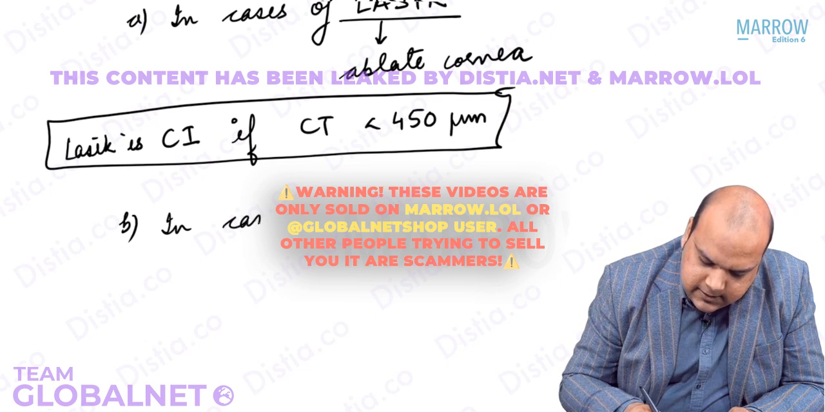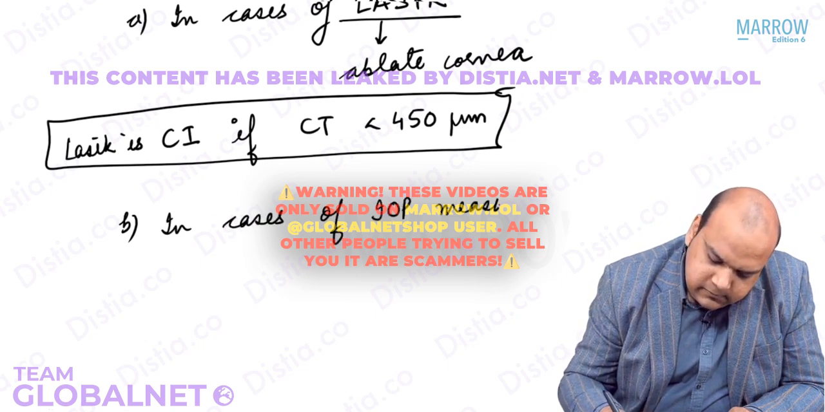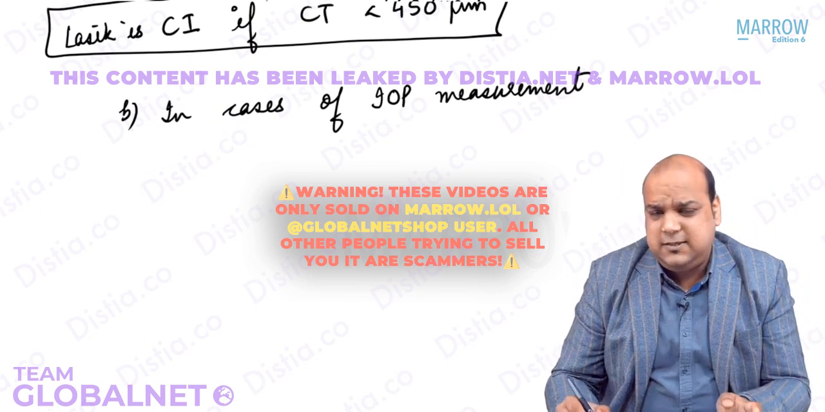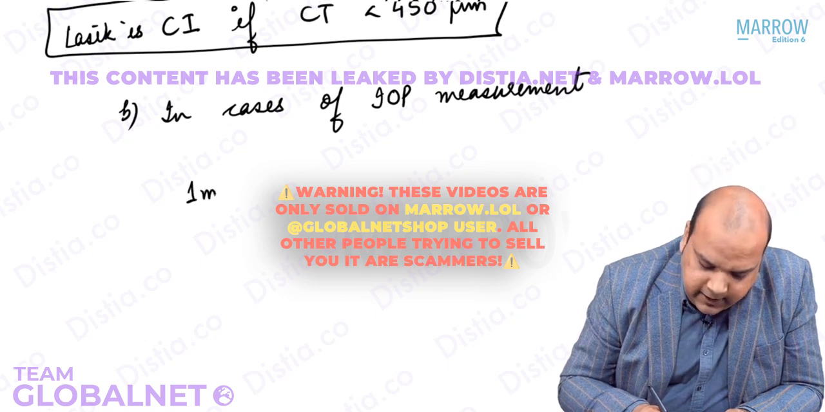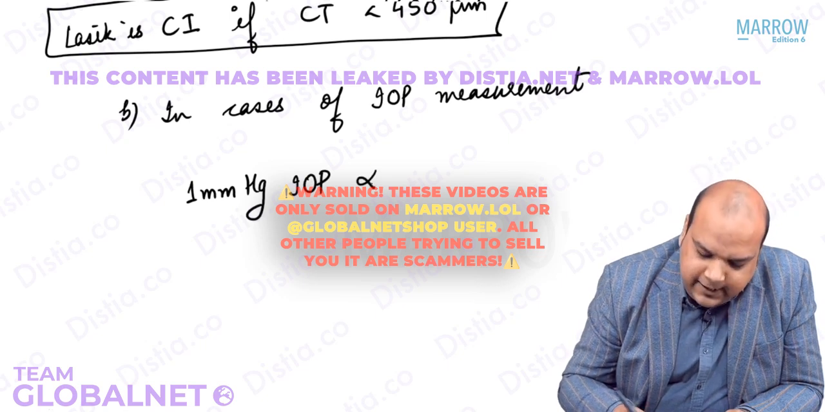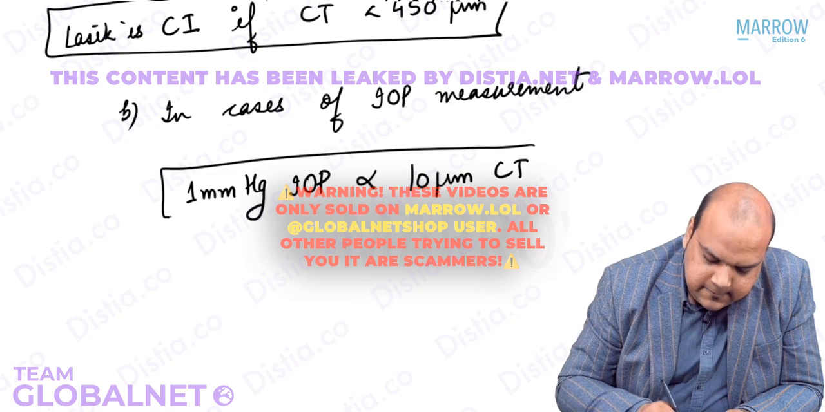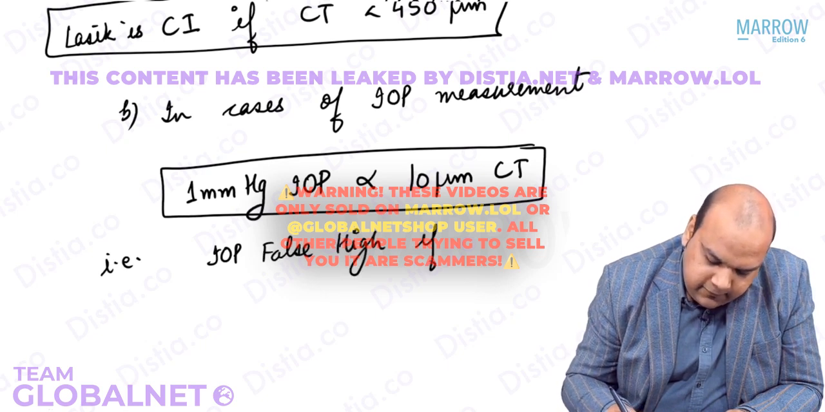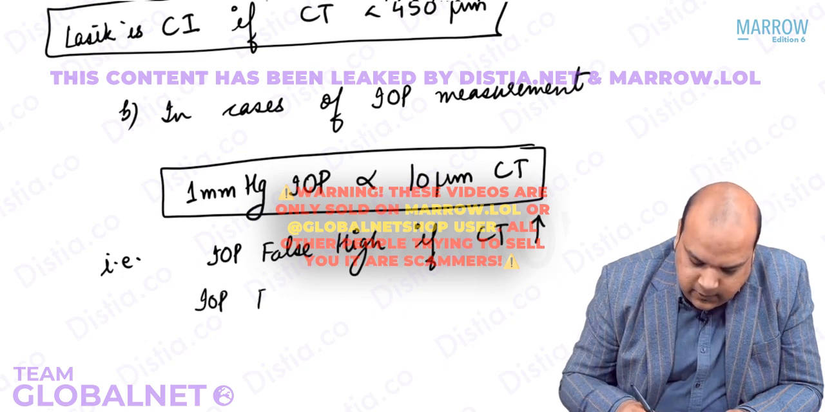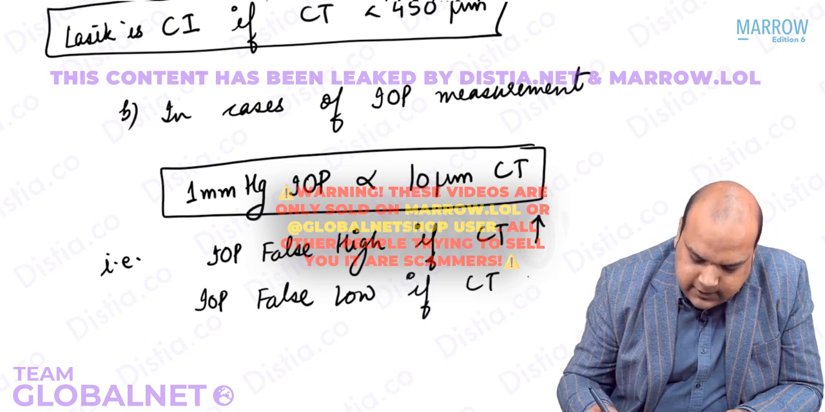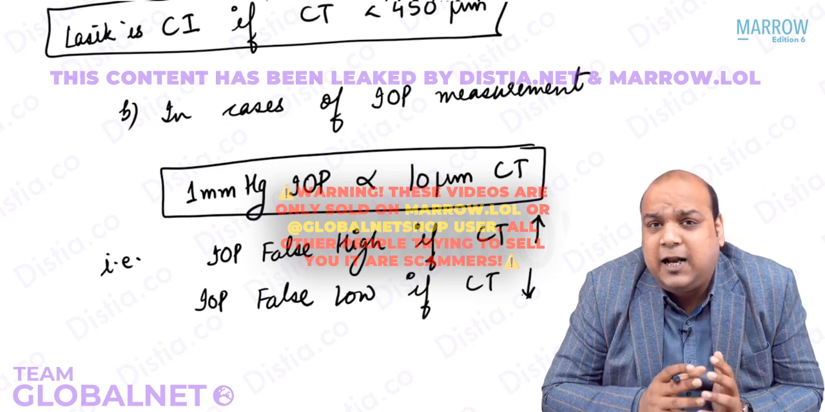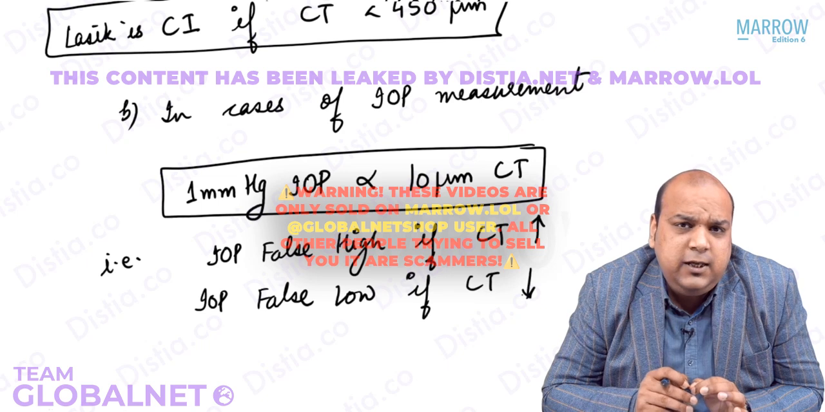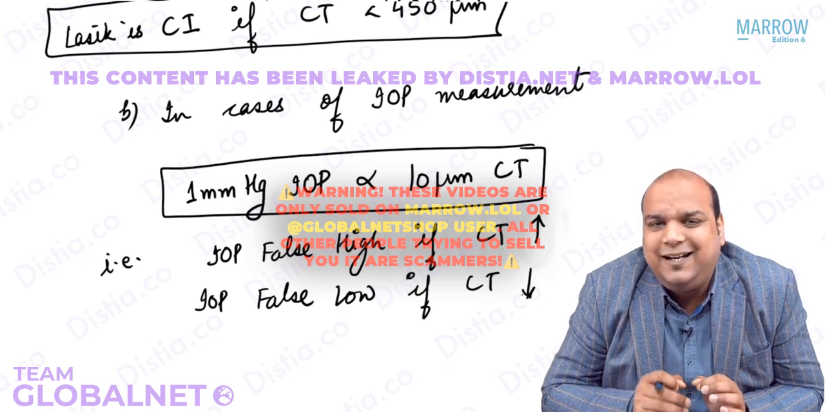Secondly, in cases of IOP measurement, when you are getting a borderline IOP, high or low, then you need to think about the corneal thickness. Why? Because we should know that 1 mmHg IOP is directly proportional to 10 micron corneal thickness. That means IOP falls high if corneal thickness is more. IOP falls low if corneal thickness is decreased. So based on the corneal thickness measurements, our IOP measurement gets affected. That is why it is mandatory again to measure the corneal thickness whenever you are in doubt about the intraocular pressure values. So that's all about our second investigation, that is pachymetry.